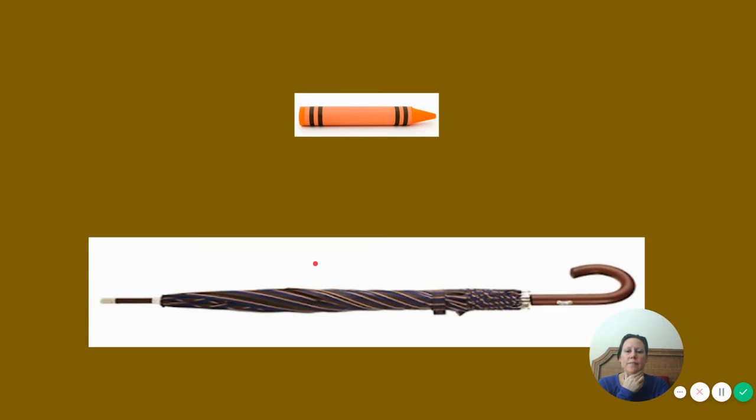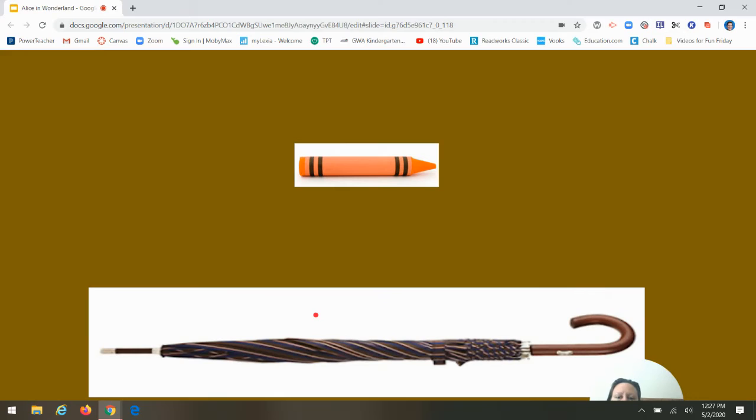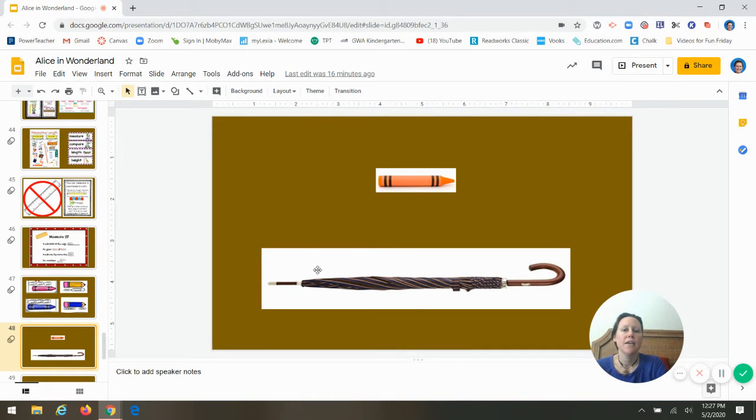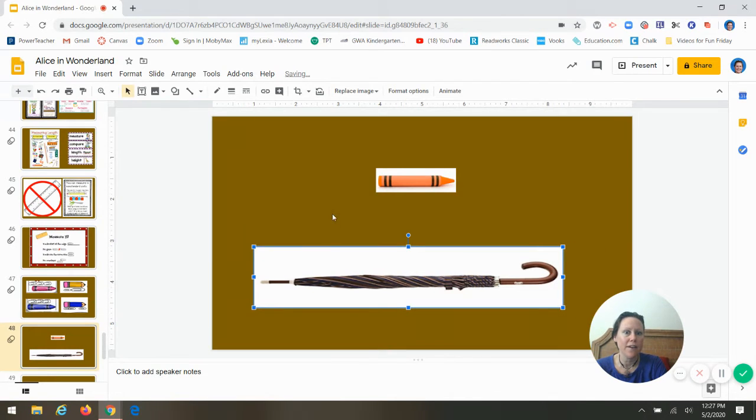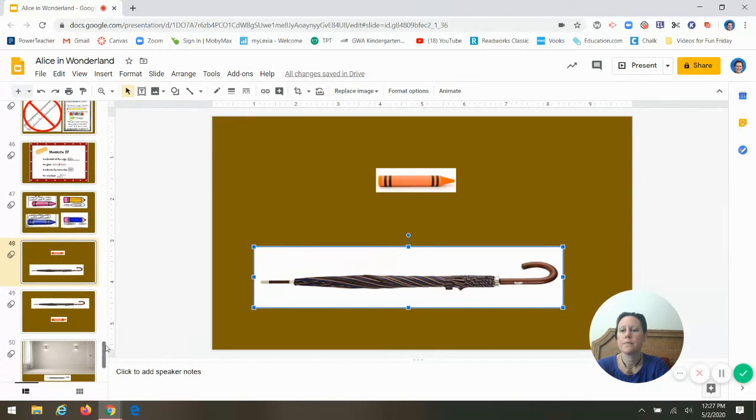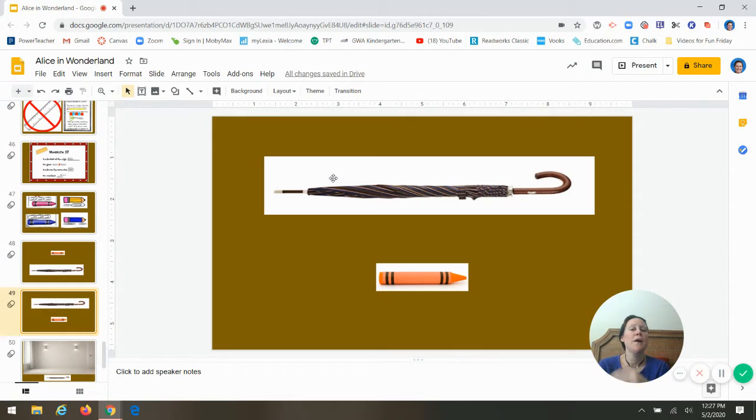Well, let's think about it. Well, let's see if we can do it. Can I take the umbrella and measure? Oh, no, look, the umbrella is bigger than the crayon. So can I use an umbrella to measure a crayon if the umbrella is bigger? No. However, what about, can I use a crayon to measure an umbrella?